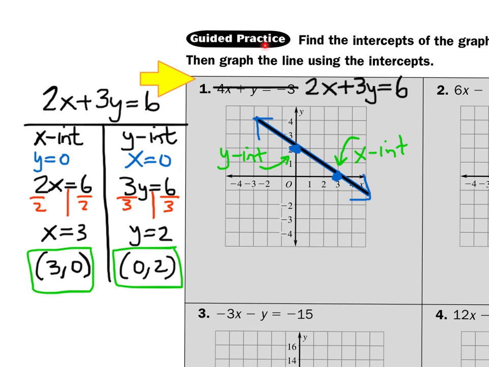Okay, now look at the guided practice. Take a look at number 1. I want you to lightly cross it out. I do not like the numbers they gave us, and we're going to do this example, right? 2x plus 3y equals 6, okay? That's the equation they want us to graph using the intercepts. So I want you to copy the equation in the margin over here. 2x plus 3y equals 6.